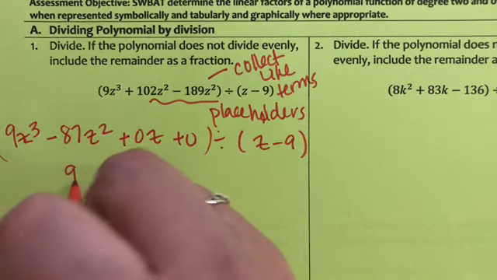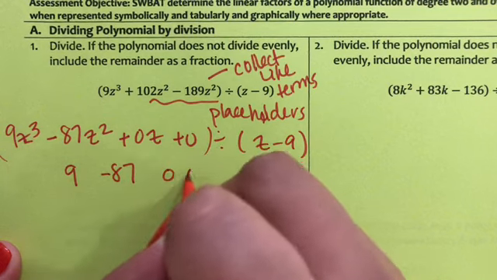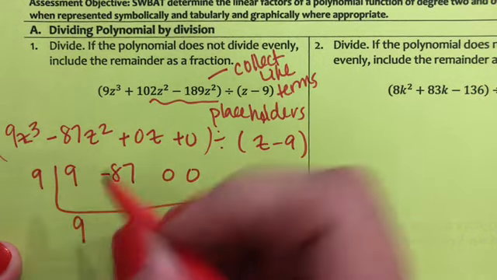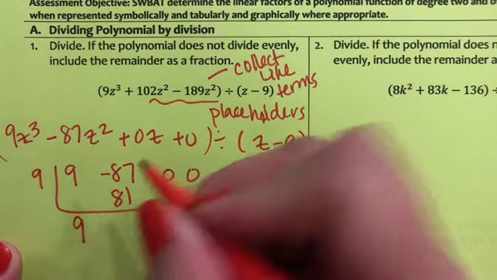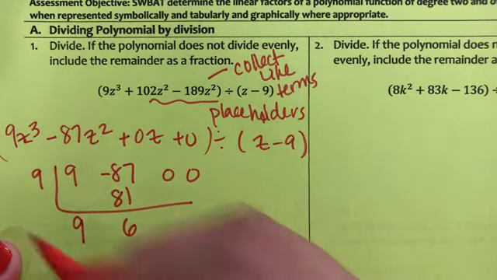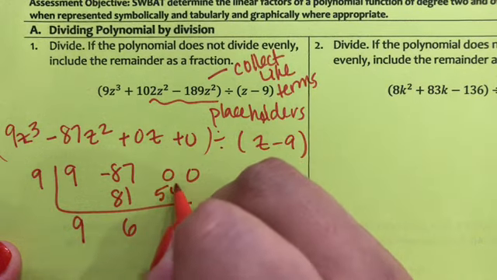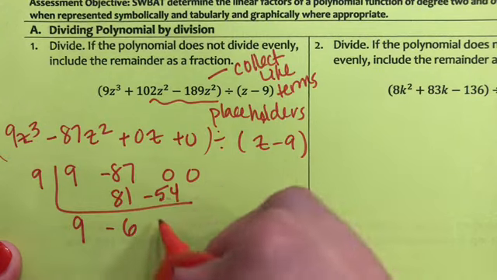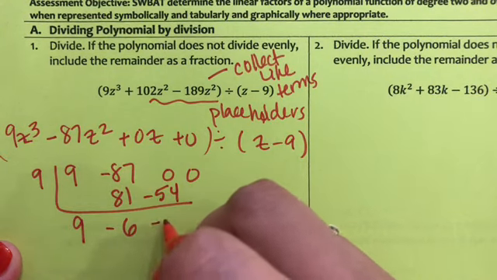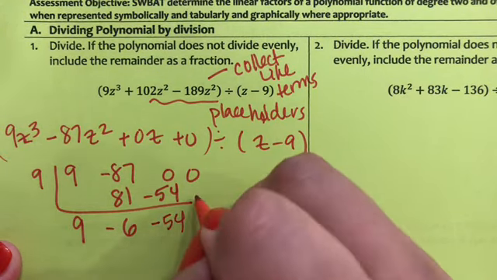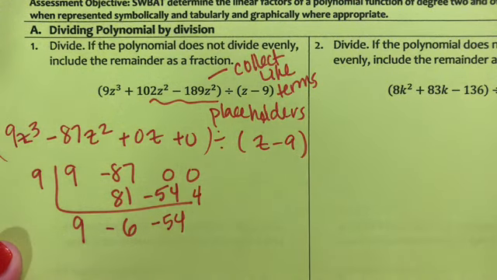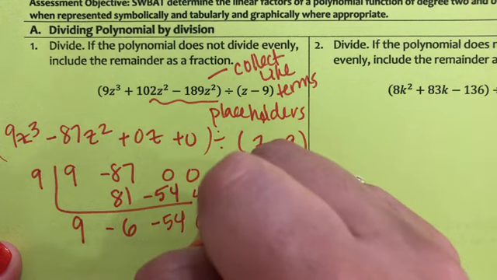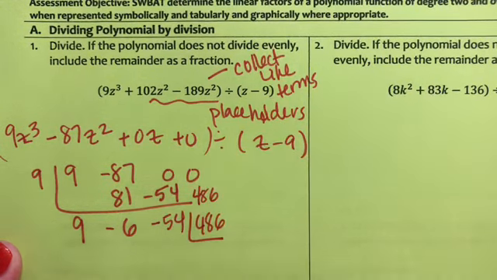So we're going to set up the synthetic division. And remember, you're doing the opposite of that, so it's going to be positive 9. Bring down the 9. 9 times 9 is 81. Add those together, get a negative 6. 9 times negative 6 is going to be negative 54. Then you bring that down, negative 54, and then 9 times negative 54 is going to be negative 486. So negative 486 is going to be my remainder.